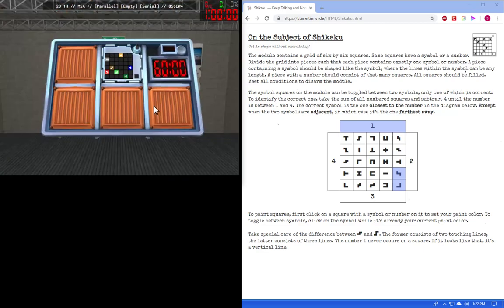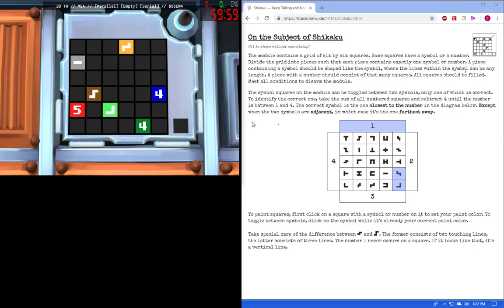So, for this next one, let's add up all the numbers. Pretend we're the defuser here. Okay, so we got 5 plus 4 is 9, plus 4 is 13, minus 4 is going to be 9, minus 4 is going to be 5, minus 4 is going to be 1. So in this case, 1 is our number here.